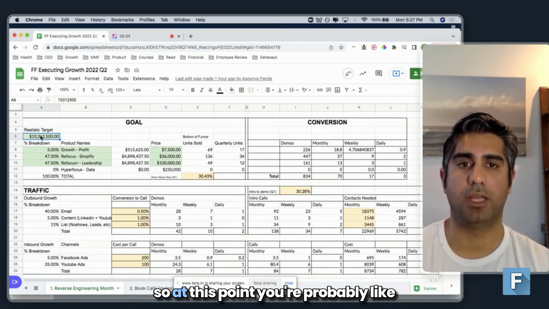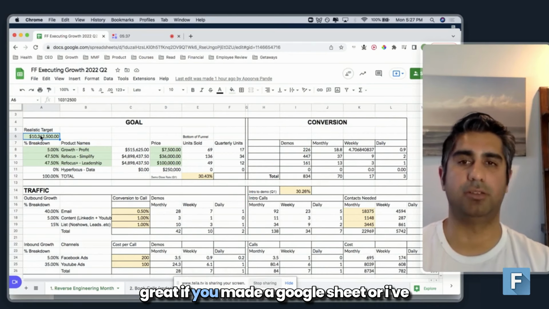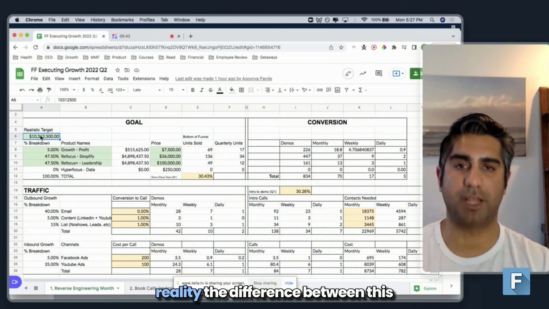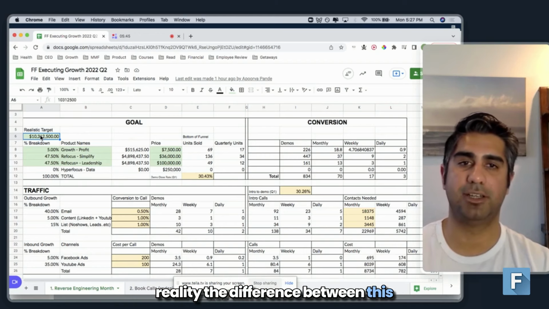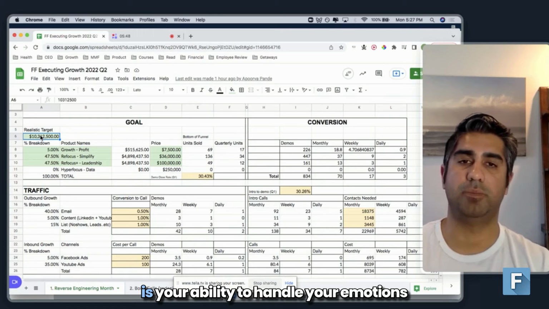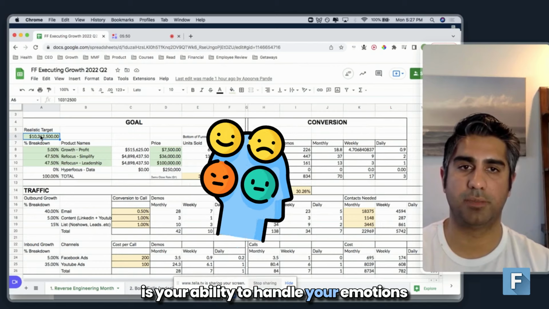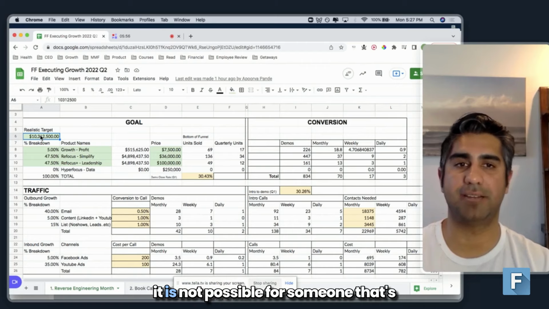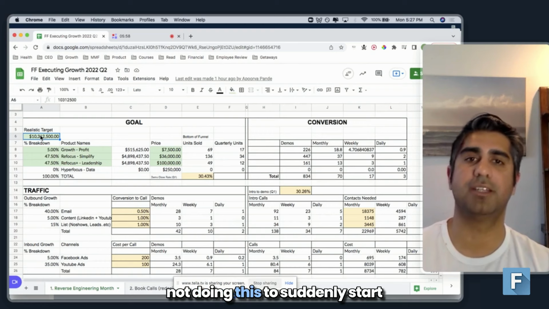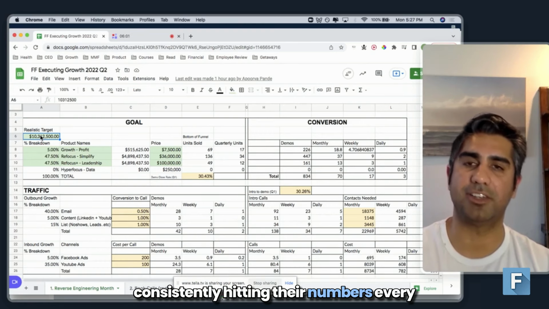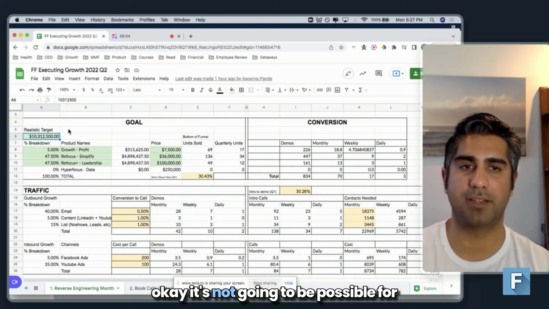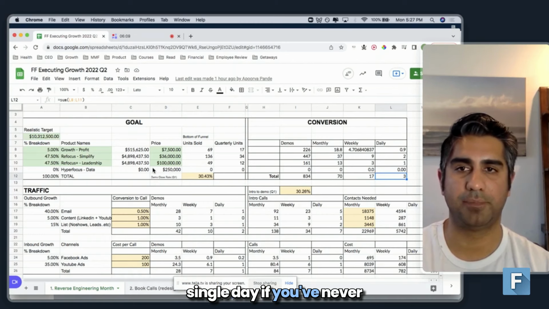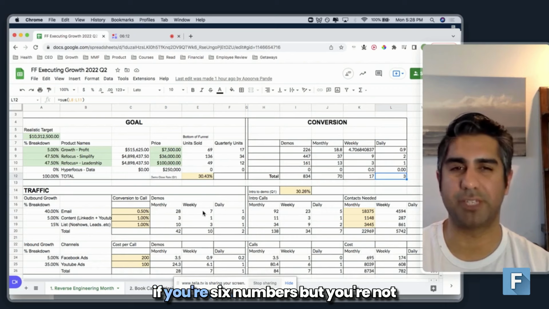Okay. So at this point, you're probably like, great, you made a Google Sheet, or I've made a bunch of Google Sheets. Does that actually translate into reality? The difference between this becoming reality and not is your ability to handle your emotions when things don't go the right way. And I guarantee you, it is not possible for someone that's not doing this to suddenly start consistently hitting their numbers every single day. It's not going to be possible for you to hit these 3 demos every single day if you've never stuck to numbers before, or even if you stick to numbers but you're not really sure.